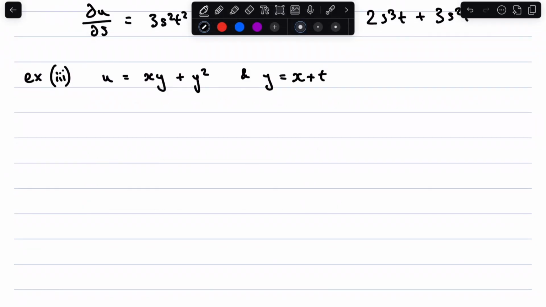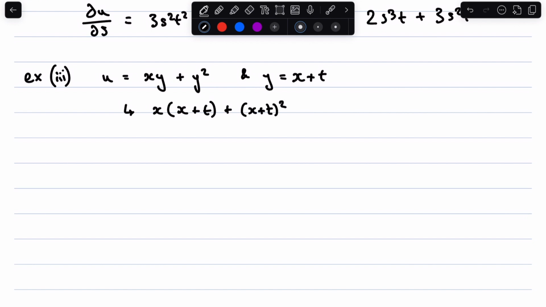So this last example is a cautionary example because you might get caught out if you do this incorrectly. So if we have a function u = xy + y², and we also know that y is a function of x and another variable t, where y = x + t, then we can say obviously that u is equal to x(x + t) + (x + t)².